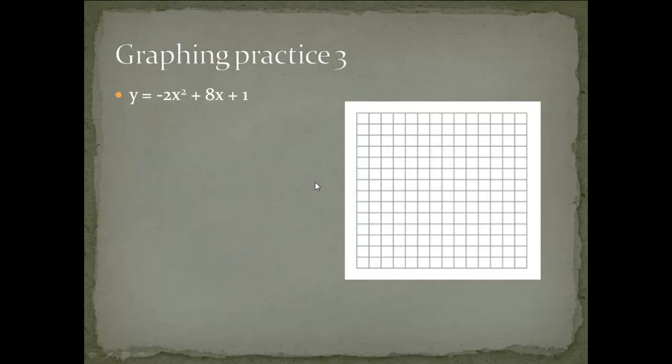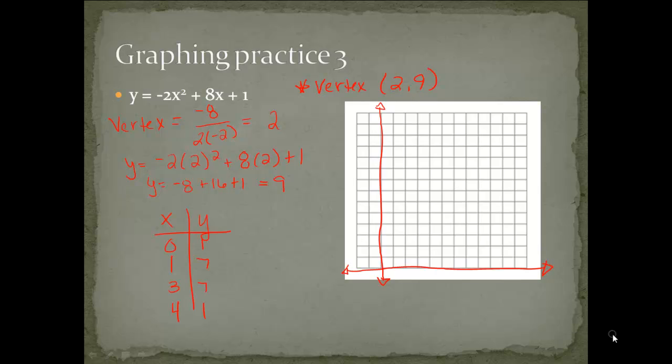Okay, give this one a shot on your own. So go ahead and pause the video, and then once you get your vertex found and your table of values found, push play again and see if you end up getting the same thing that we will up here. Okay, hopefully you found the x-coordinate of your vertex to be 2. Plug that back in and found the y-coordinate to be 9. So our vertex is at the point 2, 9. And I decided to use 0 and 1 for the points to the left of my vertex and 3 and 4 for the points to the right of my vertex. Plugged those in, and for my table of values, I got 1, 7, 7, 1.